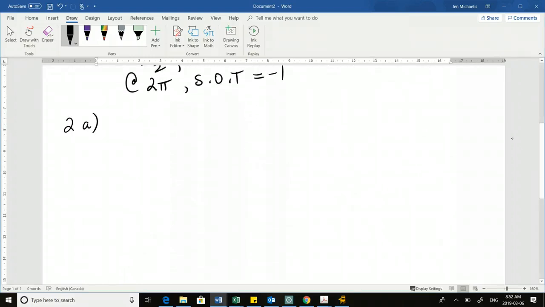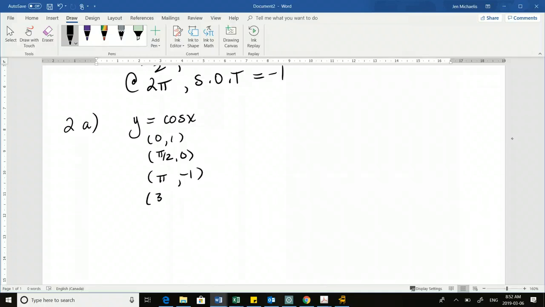The original graph of cosine, if you remember from last year, we talked about the key points of cos x: 0, 1; pi over 2, 0; pi, negative 1; 3 pi over 2, 0; and 2 pi, 1. This is the regular graph of cosine.